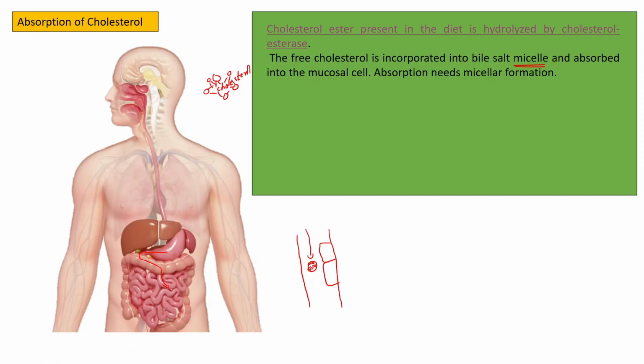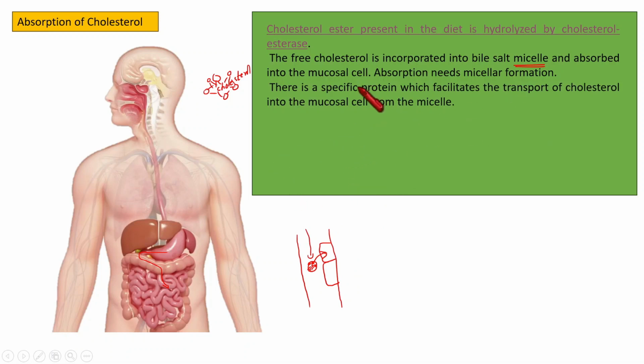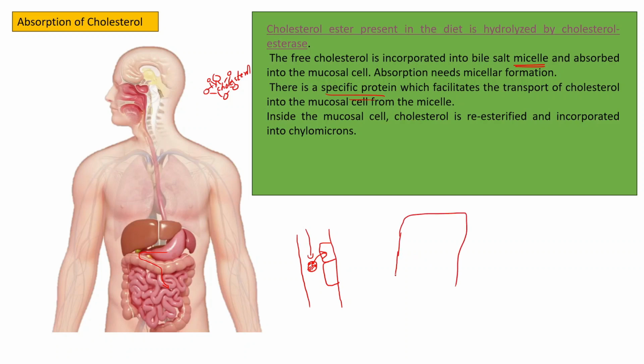Micelle. This is micelle, and it is taken inside the mucosal cell with the help of some special enzymes. So, only that cholesterol which is in the form of micelle can be absorbed inside the mucosal cell. Okay, a specific protein is required for the transport of cholesterol into the mucosal cell from the intestine. And inside the mucosal cell, I'm again redrawing in a big size that mucosal cell.